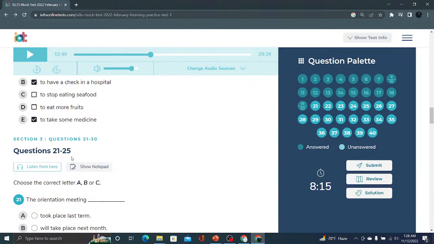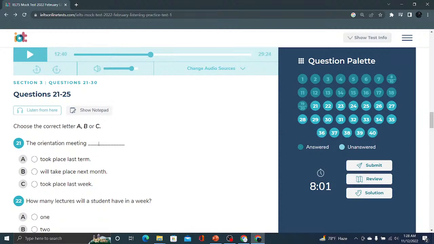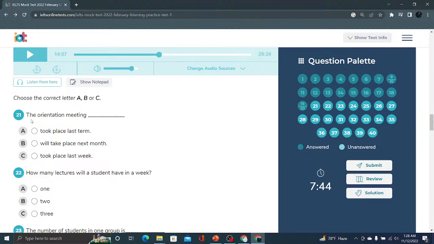Okay, let's move on. So we completed part 2. Now it's time to continue with part 3. So let's move on. Choose the correct letter A, B or C. Okay, the orientation meaning. Let's listen to it. Now listen.